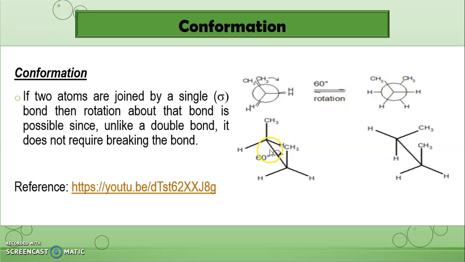This example is for the rotation of trans, whereby the position of CH3 here and here are in the opposite direction. So it's known as the trans conformation. This one, when they are adjacent, is known as a gauche conformation. You can refer to this YouTube video for details about conformation.